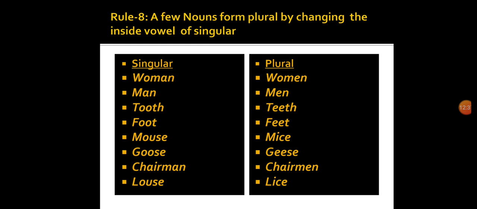Tooth, singular, teeth, plural. Foot, singular, feet, plural. Mouse, singular, mice, plural. Goose, singular, geese, plural. Chairman, singular, chairmen, plural. Louse, singular, lice, plural.